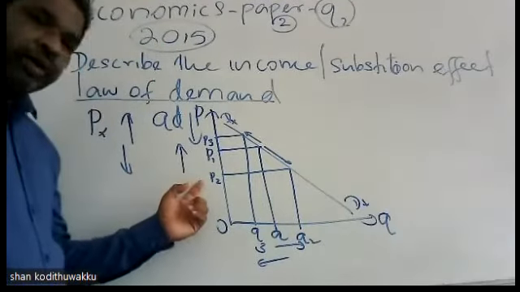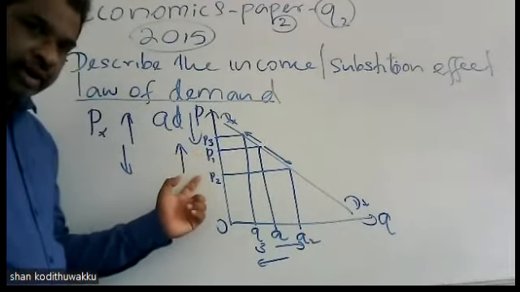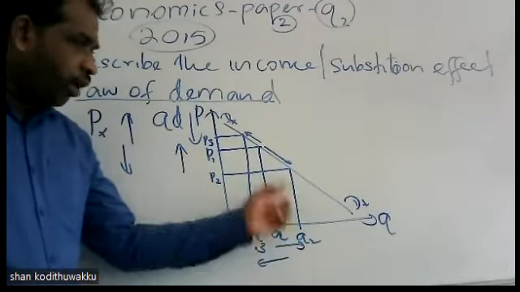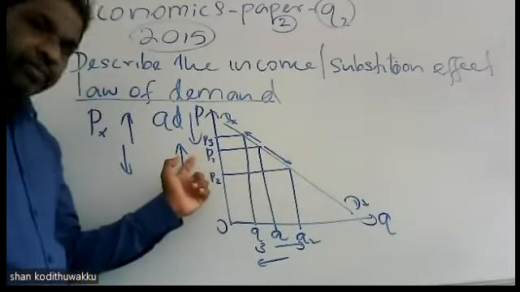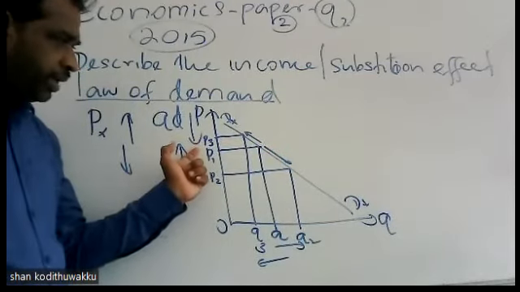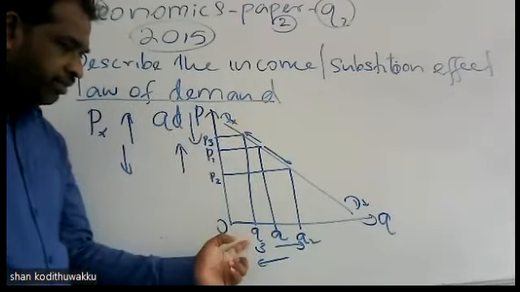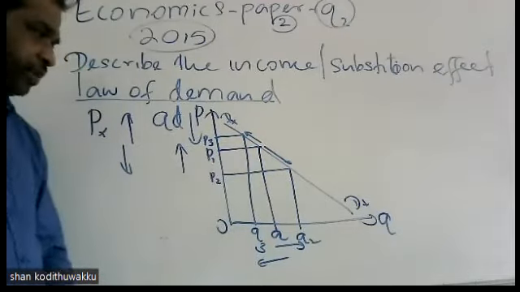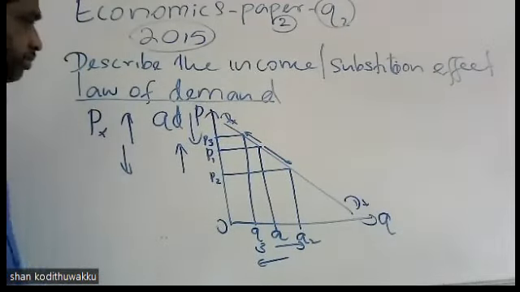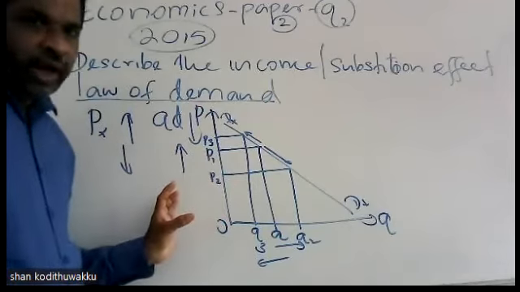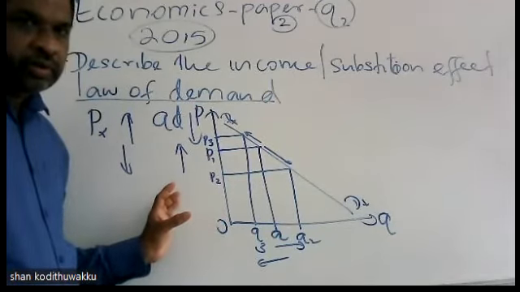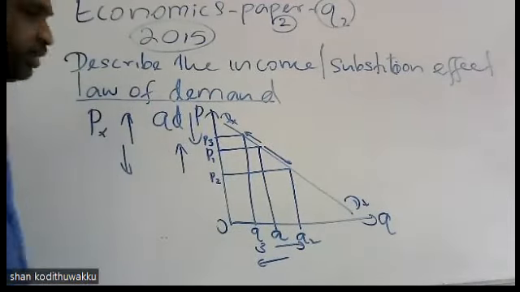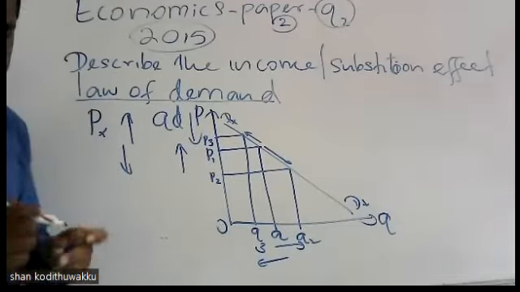When the price of the commodity decreases from P1 to P2, demand will increase. That is a downward movement. When the price of the commodity increases from P1 to P3, our demand will decrease from Q to Q3. That is an upward movement. Therefore, normally our demand curve has a downward movement from left to right. This is the law of demand.